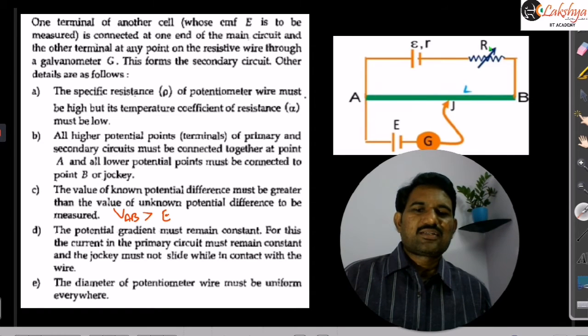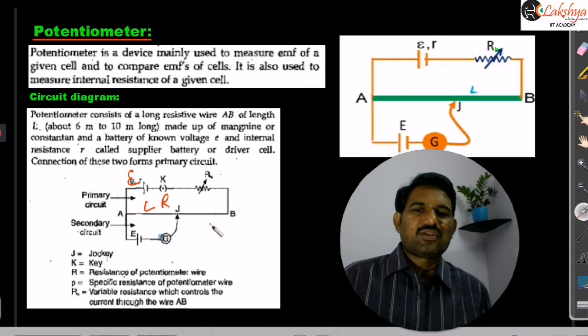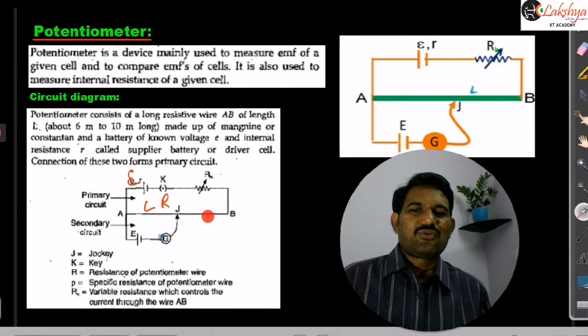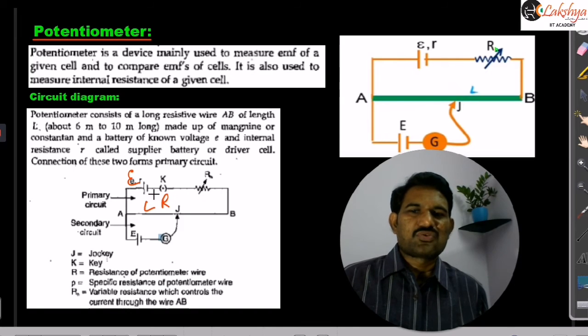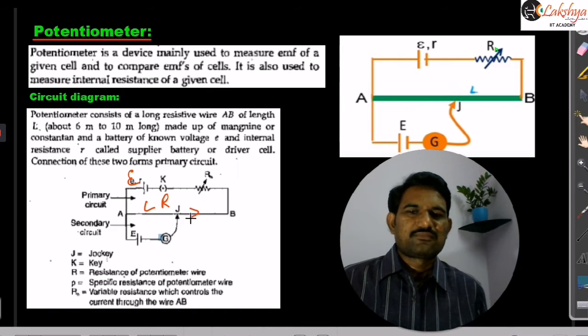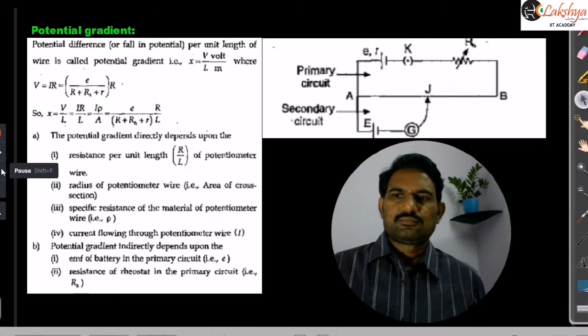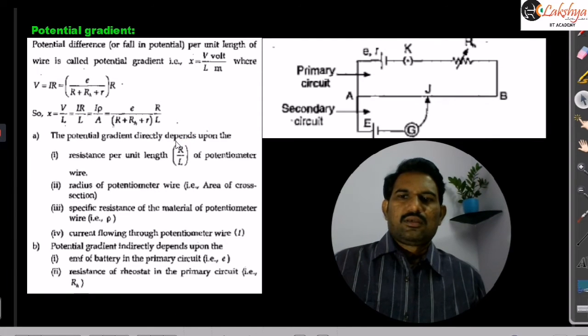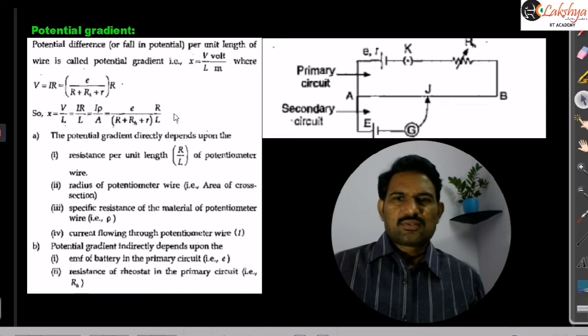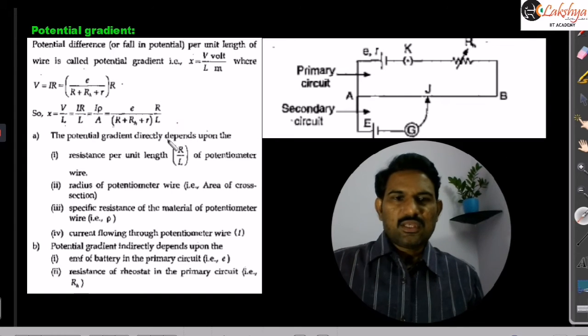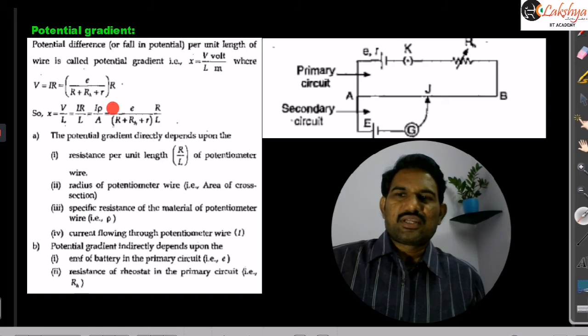For this potential gradient, we need to consider this circuit here. In this circuit, we write the current flowing in the primary circuit. This is our primary circuit here. So write the current flowing in the primary circuit. And now see this potential gradient calculation here. As I said, this potential gradient calculation is very important in the potentiometer.